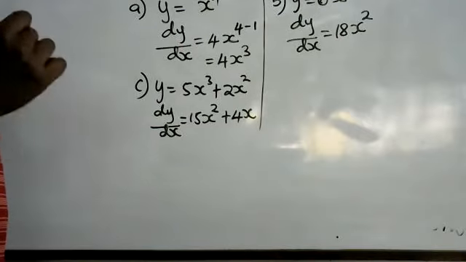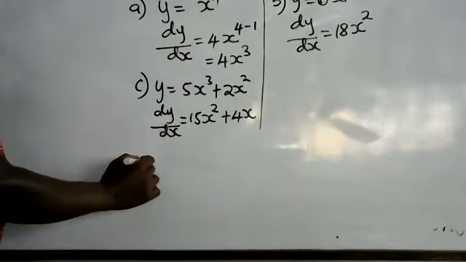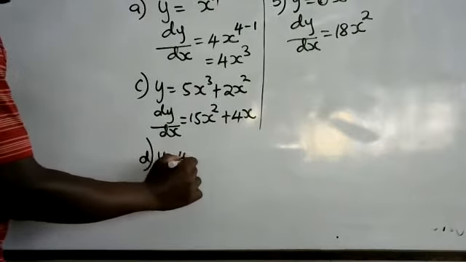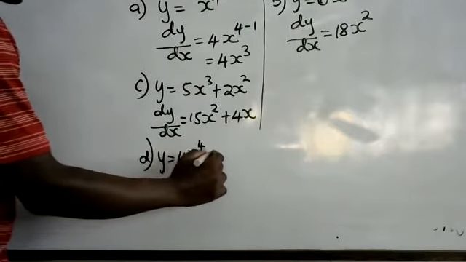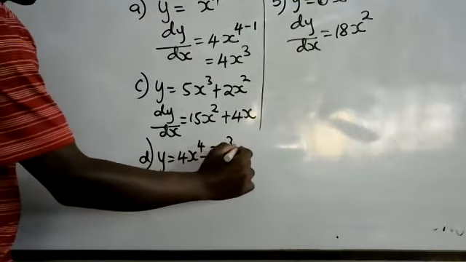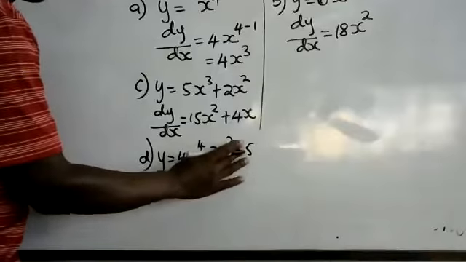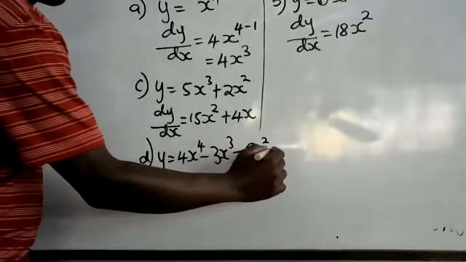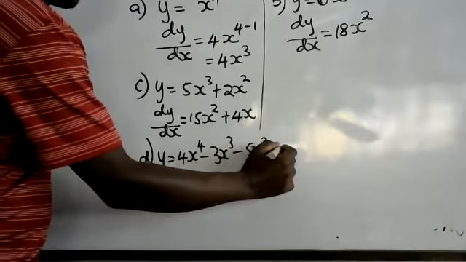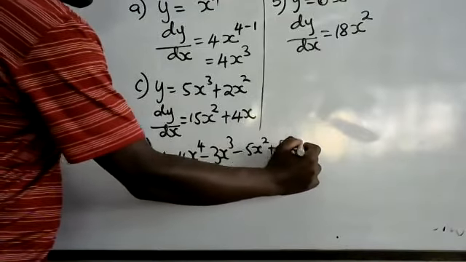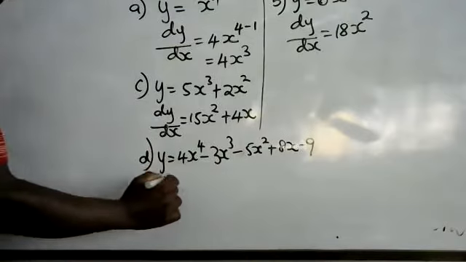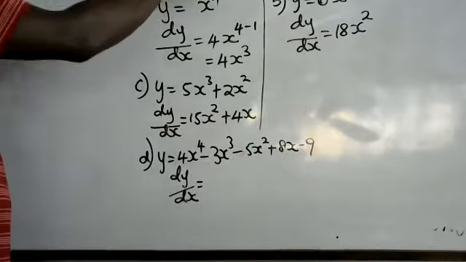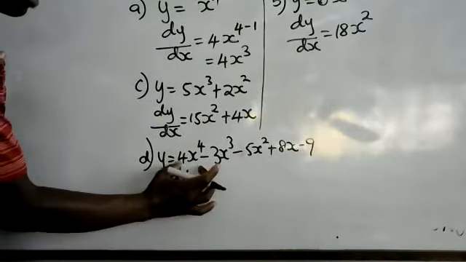X power 1 is the same as x. Now if y is equal to 4x power 4 minus 3x power 3 minus 5x power 2 plus 8x minus 9, what is your dy over dx? The rule will actually apply, but it's going to apply in each part separately.